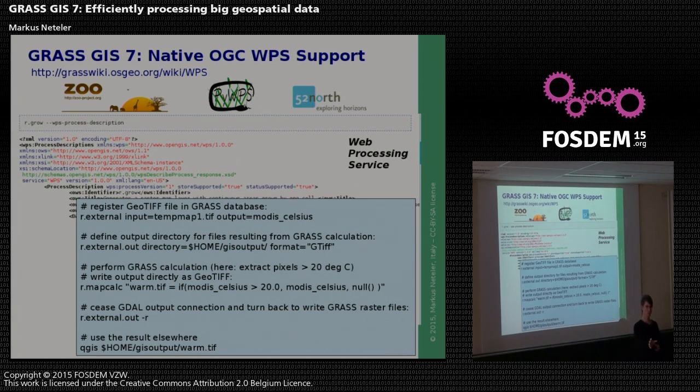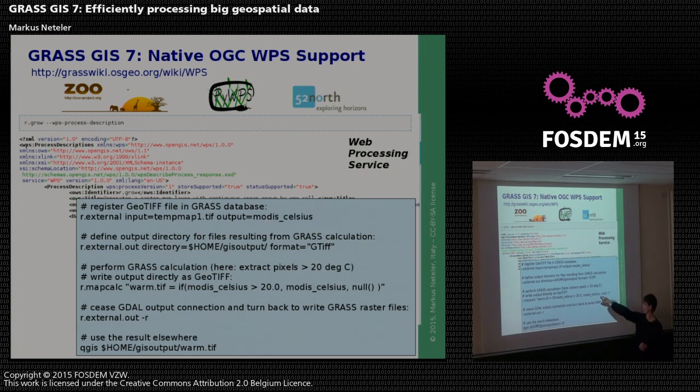You just register the external data set, could be a geotiff or whatever, in your GRASS location, which you can automatically create from the original data set as well. And then you define as output that you want geotiff back, which means at this point you say the original data set is there, you don't import it, you just tell GRASS where it is, and everything which is calculated would be saved as geotiff in this case.